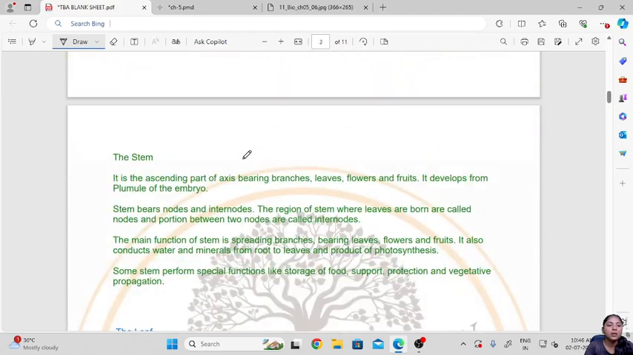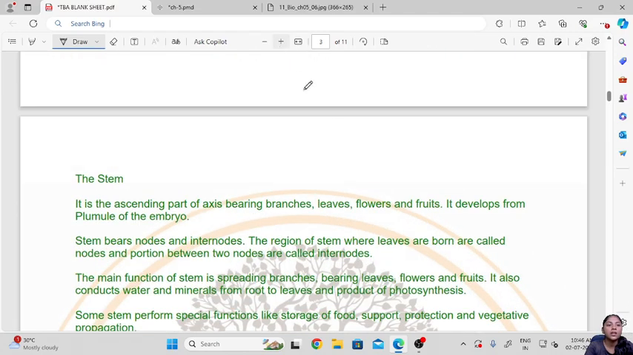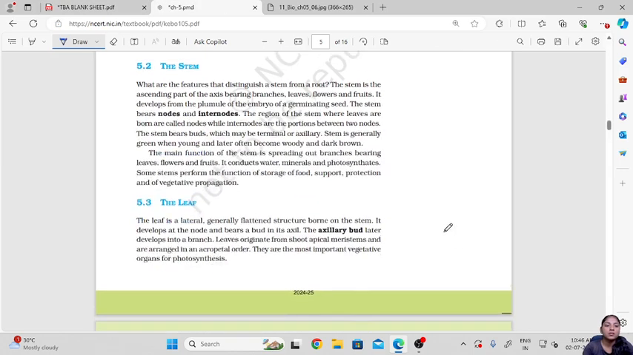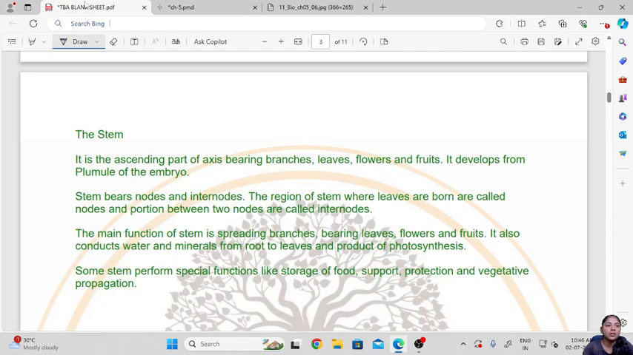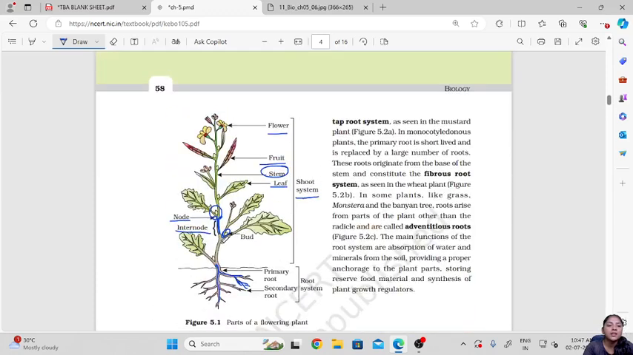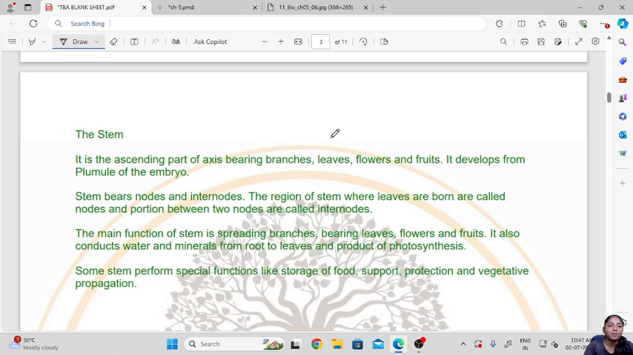The next part of the flowering plant that we are going to study is the stem. Now it is the ascending part of the axis bearing the branches, leaves, flowers and fruits. As we have seen in this picture, this part of the flowering plant which bears the leaves, buds, fruits and flowers is called the stem.